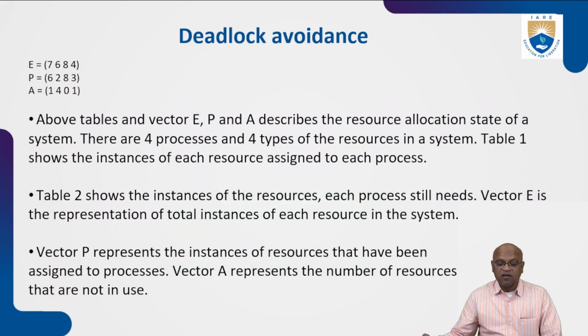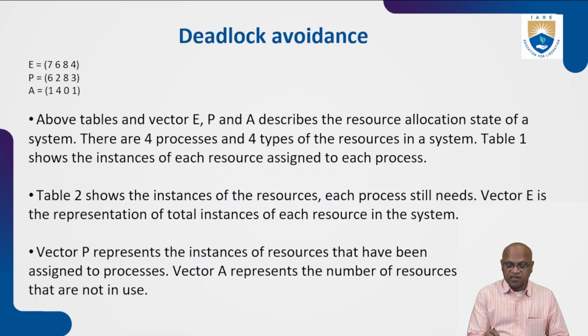In this one, the above tables and vectors E, P and A describe the resource allocation state of a system. There are four processes and four types of resources in the system. Table 1 shows the instances of each resource assigned to the processes. Table 2 shows the instances of the resources each process will need. Vector E is a representation of the total instances of each resource in the system. Vector P represents the instances of the resources that have been assigned to processes. Vector A represents the number of resources that are not in use.